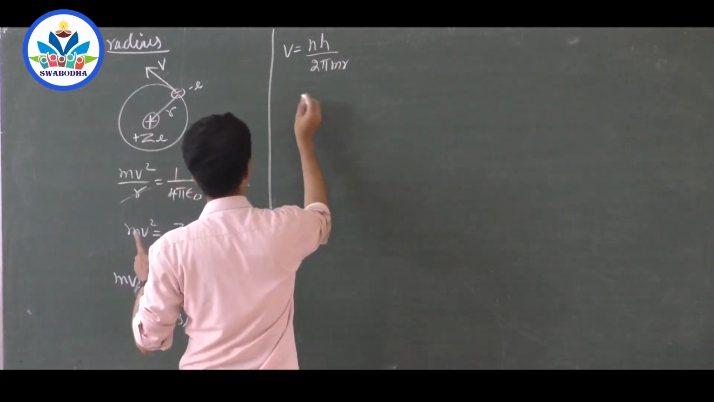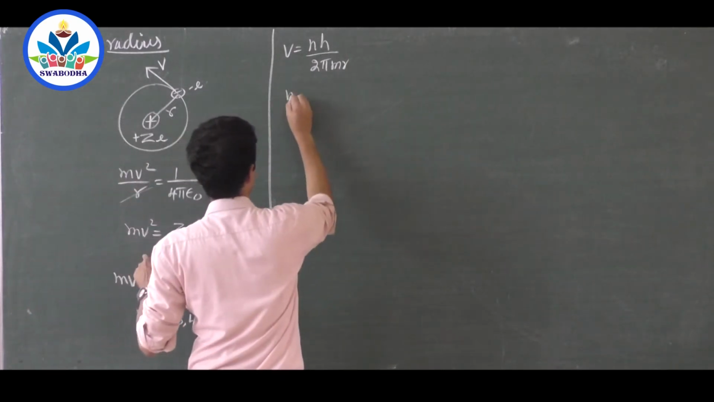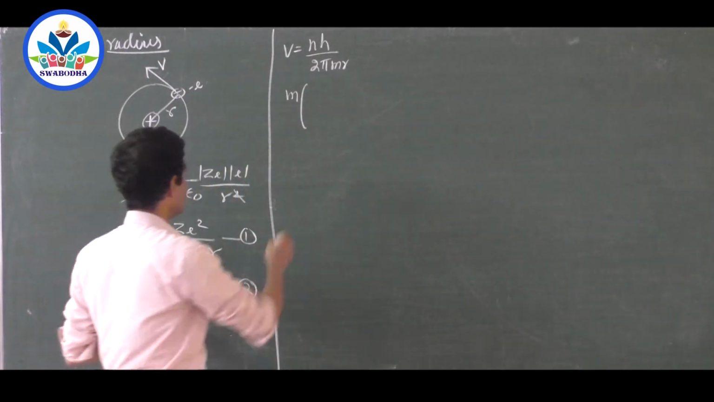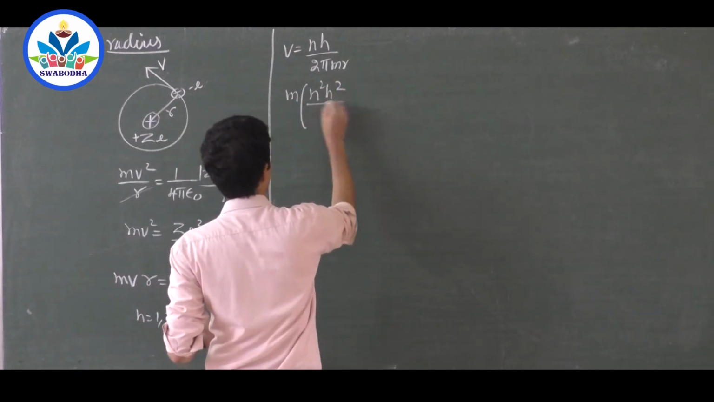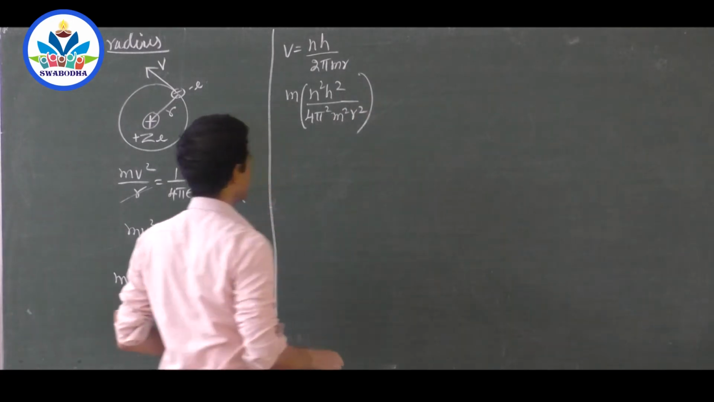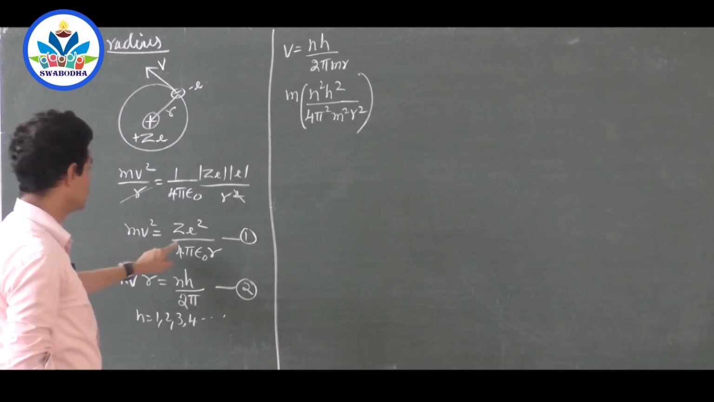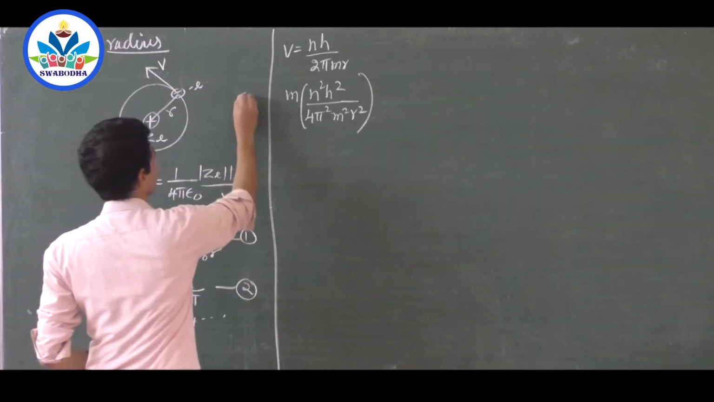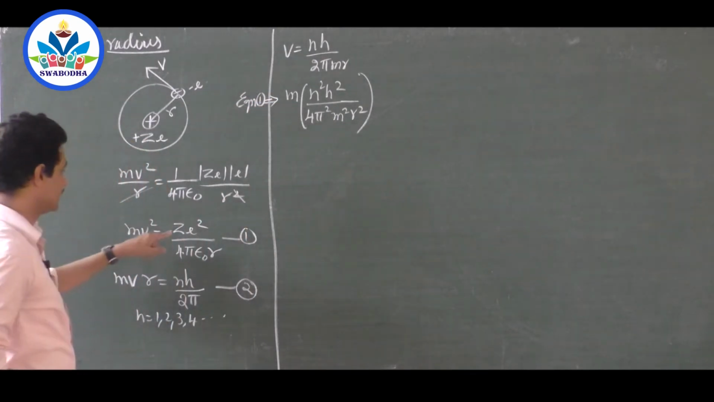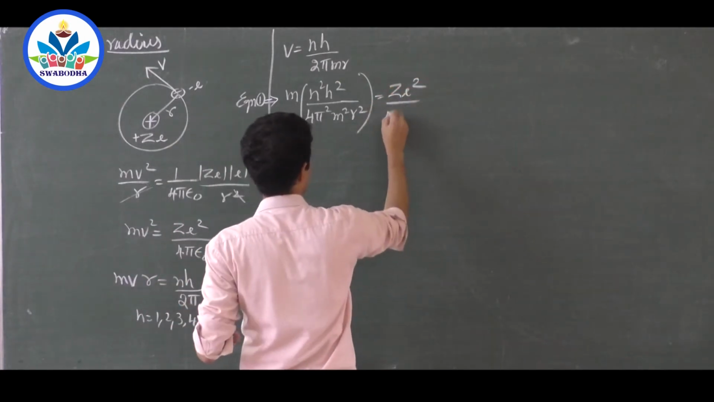So, what does 1 become? I don't write sentences and all. 1 becomes mv square, m into, what is v square? V square is n square h square divided by 4 pi square m square r square. Right? That is v square. This is equation 1. I am writing equation 1. Equation 1 becomes, mv square equals z square divided by 4 pi epsilon naught r.